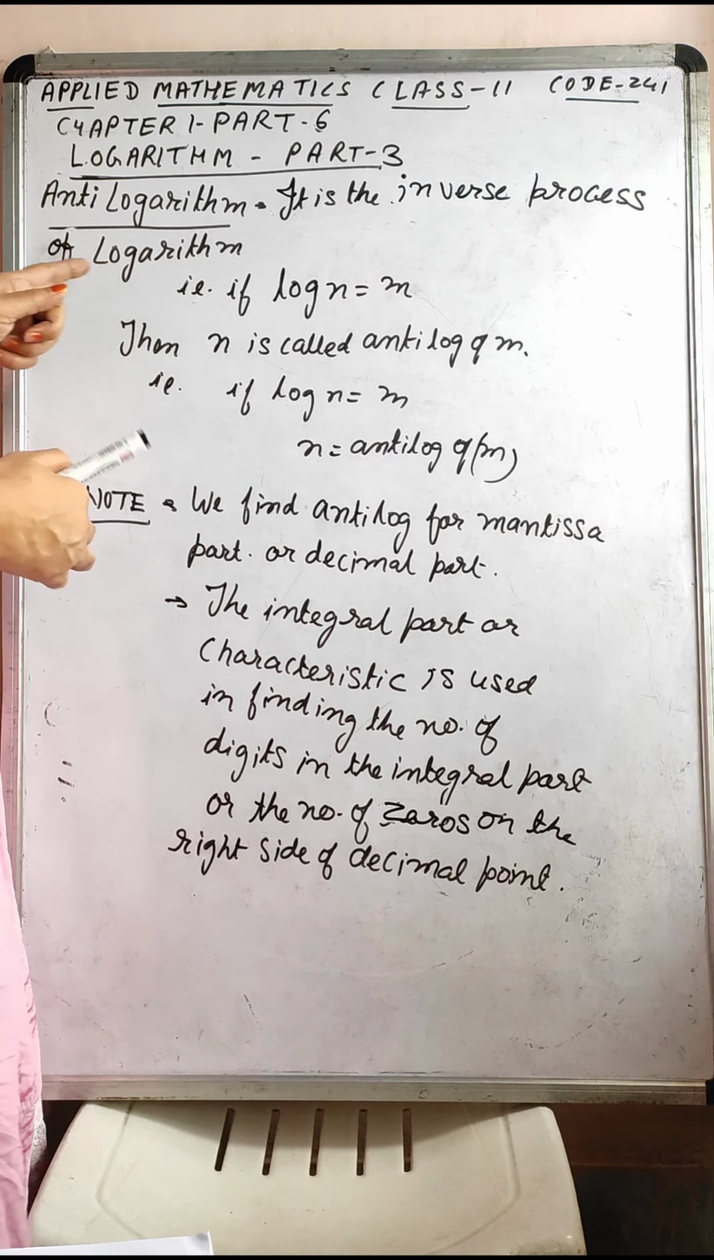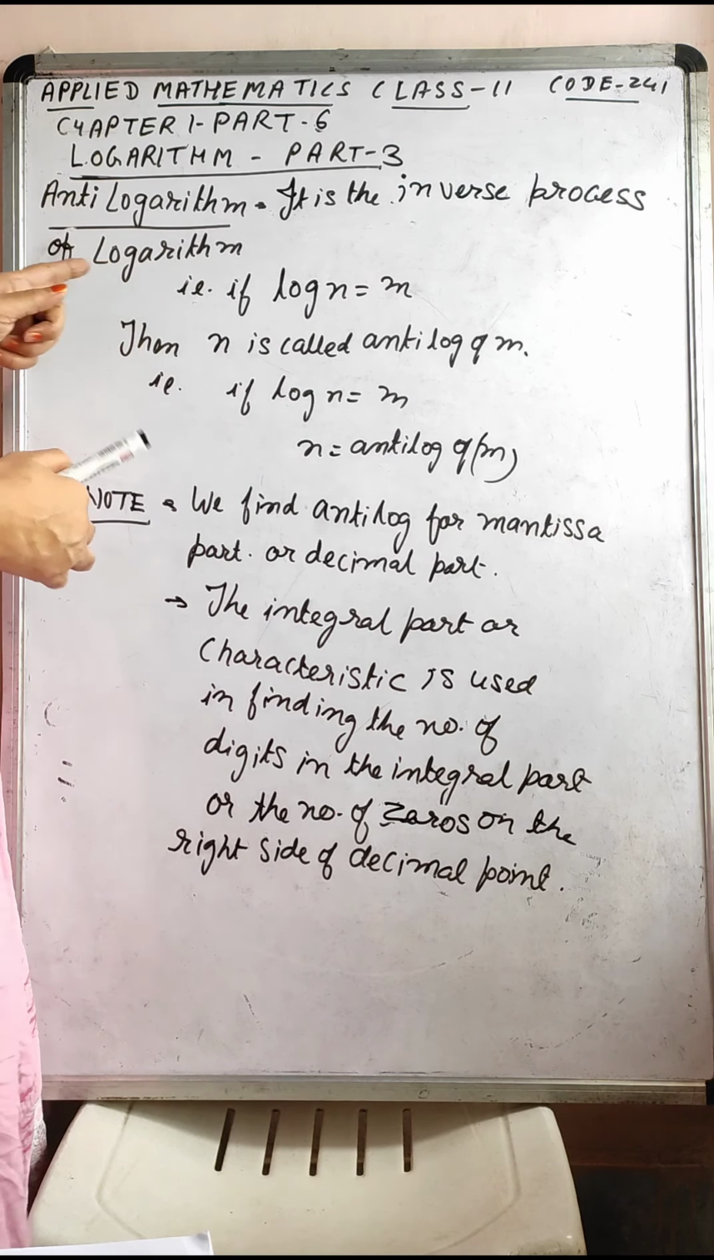Now suppose log of any number n is m, then we will write that n equals anti-log of m. Then n is called the anti-log of m. I have again written over here, if log of n equals m, then n equals anti-log of m. Whenever it is written like this, we will be writing n equals anti-log of m. Okay, final answer, n equals anti-log of m.